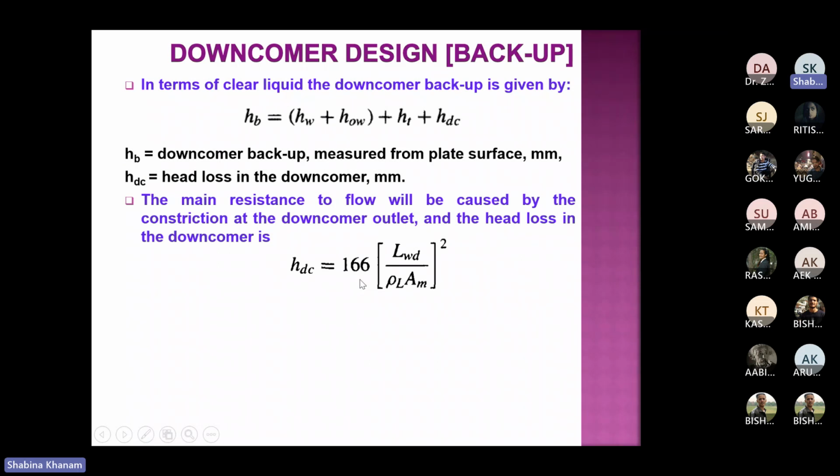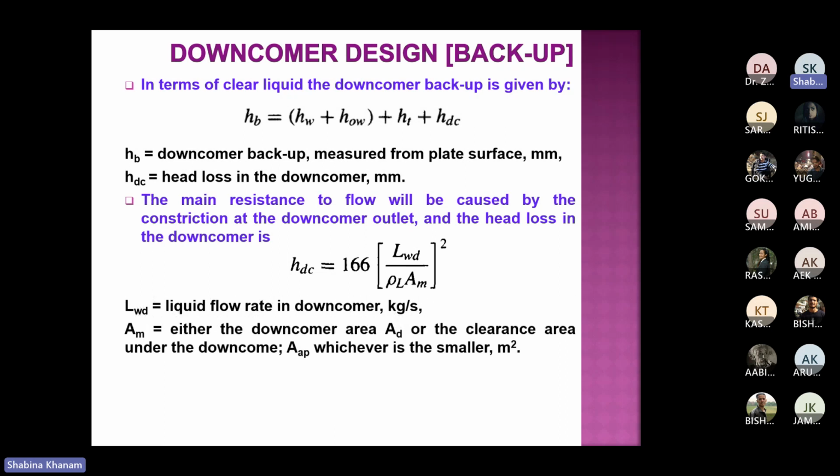So HDC, how can you find this? It is equal to 166 (LWD divided by rho L AM) squared. LWD is the liquid flow rate in downcomer. How can we find this? Liquid volumetric flow is there, and that should be divided by the downcomer area. And AM, what is this AM? AM is either the downcomer area AD or the clearance area under the downcomer, AAP, whichever is the smaller.